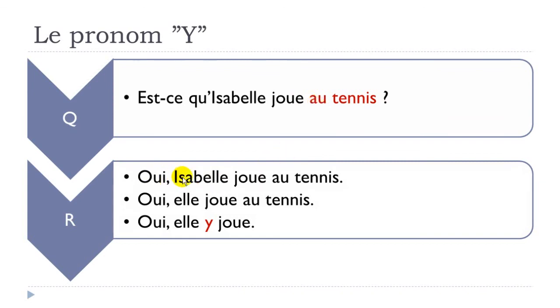Oui, Isabelle joue au tennis. Repeat everything. Second one, oui, elle joue au tennis. And the last one, oui, elle y joue. Alright, so you can see that it's quite short, but it's quite useful because you don't need to repeat all the things that were stated in the question. Okay, so remember, as usual, the pronoun should come before the verb.